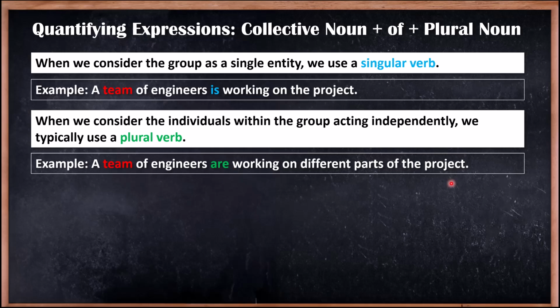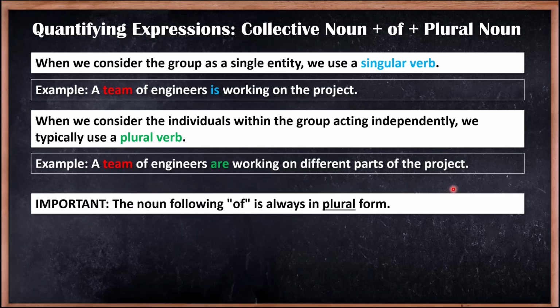And once again, this is common in British English. In American English, they would likely say a team of engineers is working on different parts of the project. Now, very important, the noun following "of" is always in plural form.